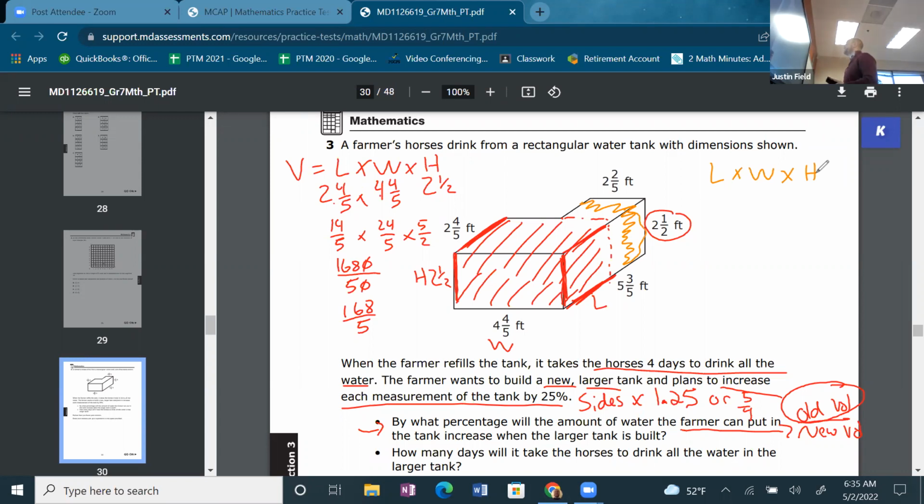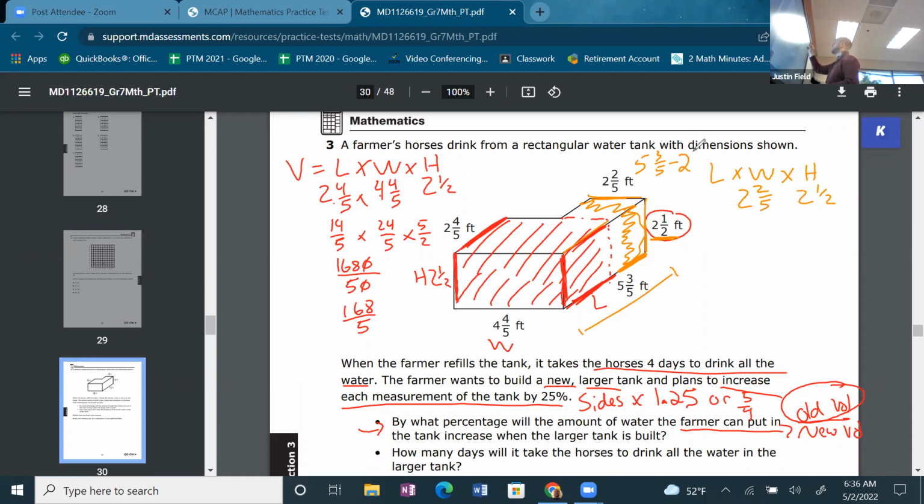All right. So what is the length, width, and the height? Well, we know the height. And we know the width. All right, so we got the width. Now, what is the length? The length, well, we know the whole side is 5 3/5. And we know that this portion of it is 2 4/5.